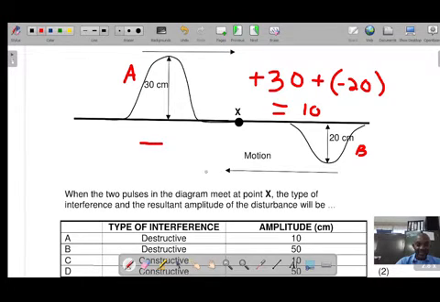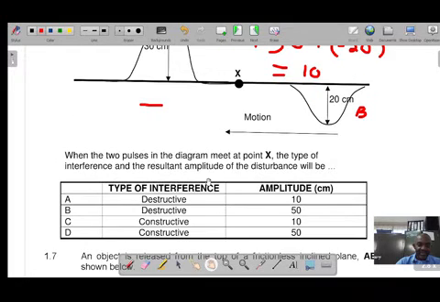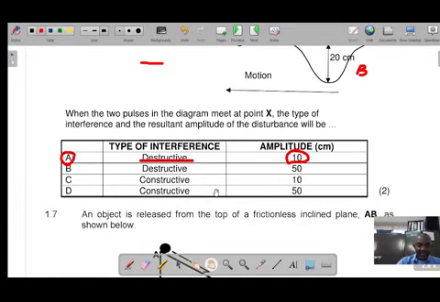Okay. So let us check the answer out now. The answer here is going to be what? The answer, as we have seen, is going to be A, because we saw that it's going to be destructive. What about amplitude? It's going to be 10. So the answer is A, because it's already destructive, as in the amplitude has decreased. Decreased from what? From the 30 and the 20 to 10. That's what's called destructive interference. Let us proceed, guys.